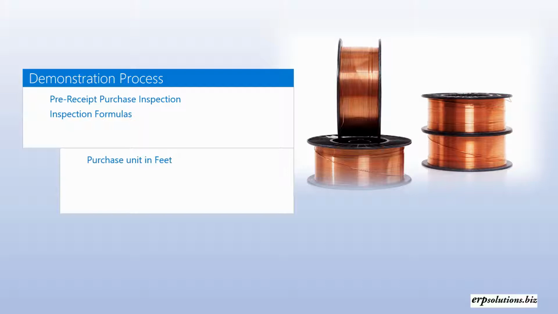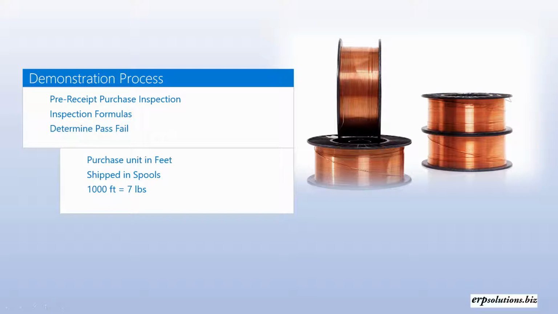For this demonstration, we'll perform a dock inspection prior to receiving the raw material into inventory. The wire that we will be inspecting is purchased in feet, and our supplier ships the wire in spools. Our process will be to weigh the spools and have the inspection process perform a mathematical calculation to determine that the calculated results match the supplier's packing slip. Each spool can hold 1,000 feet and weigh 7 pounds.